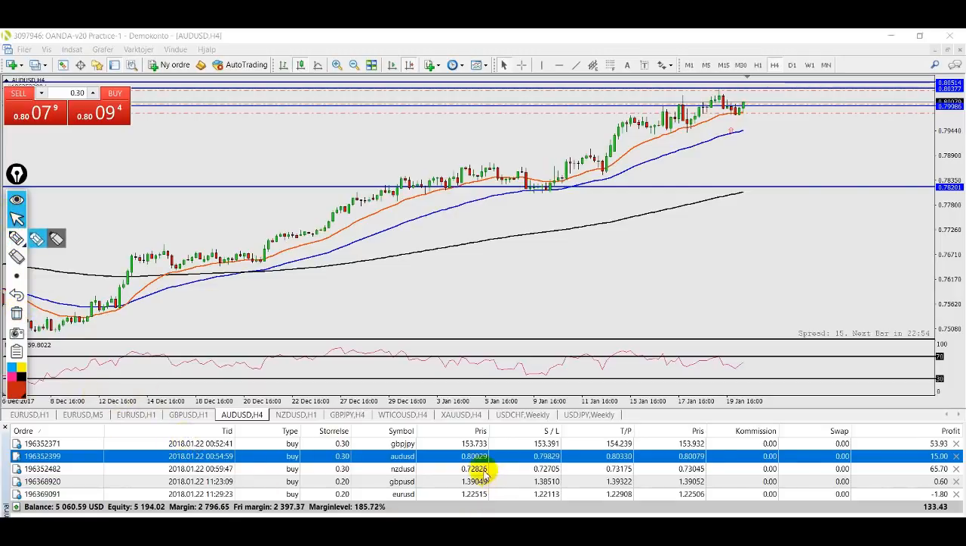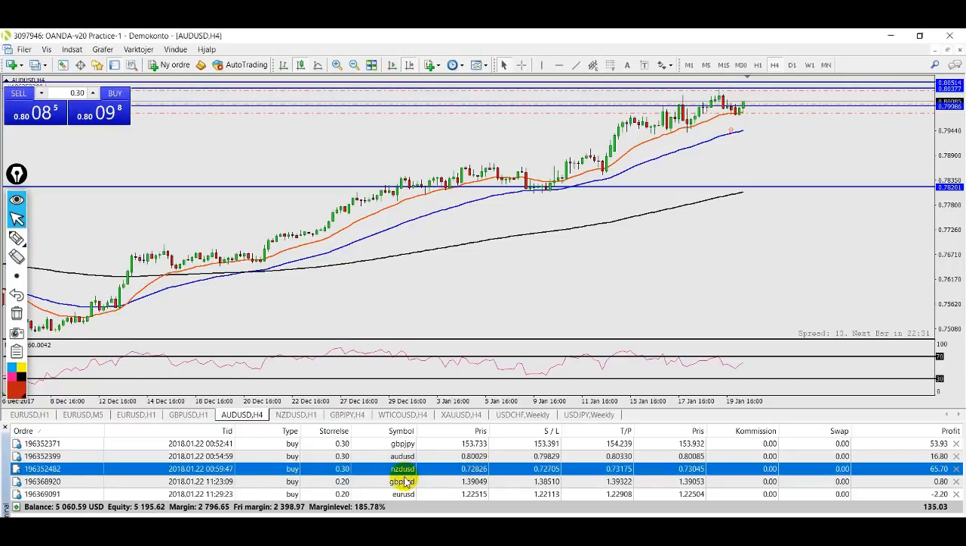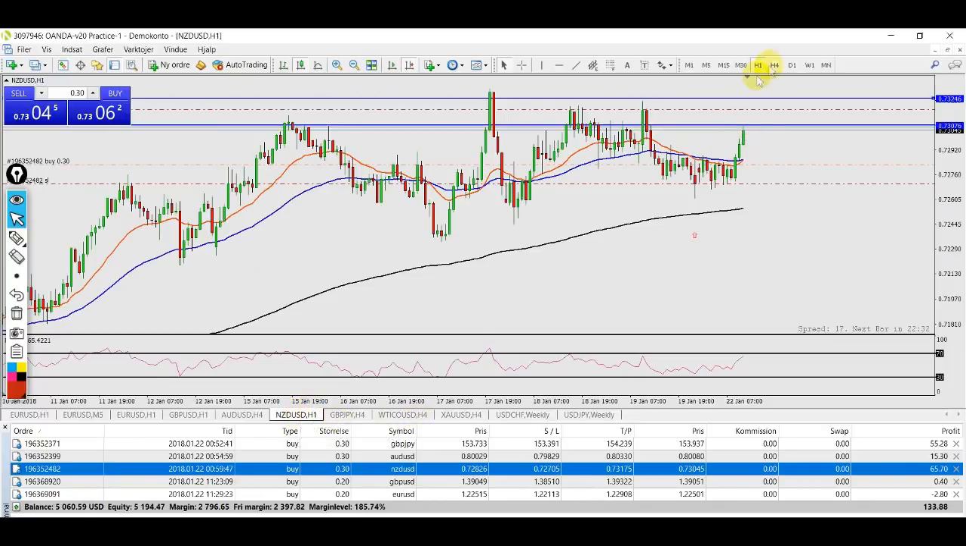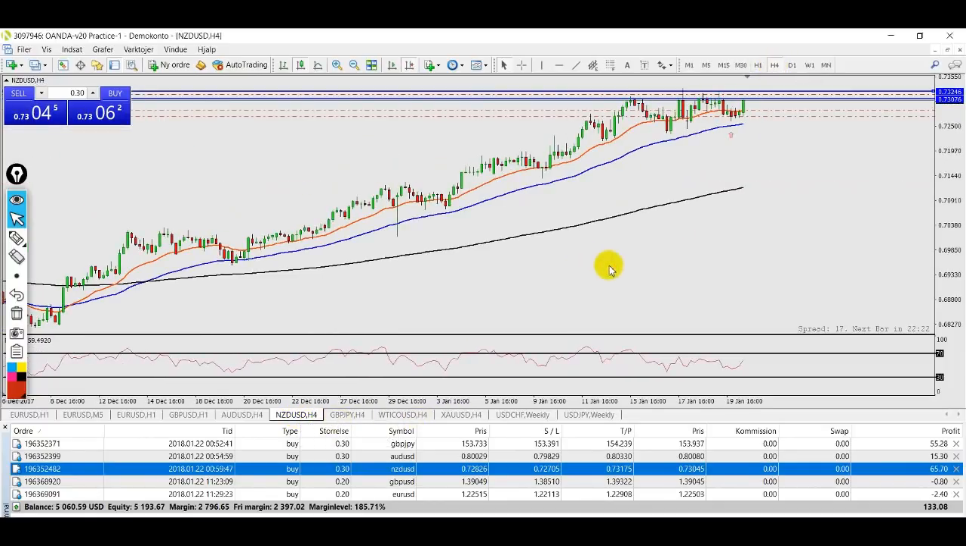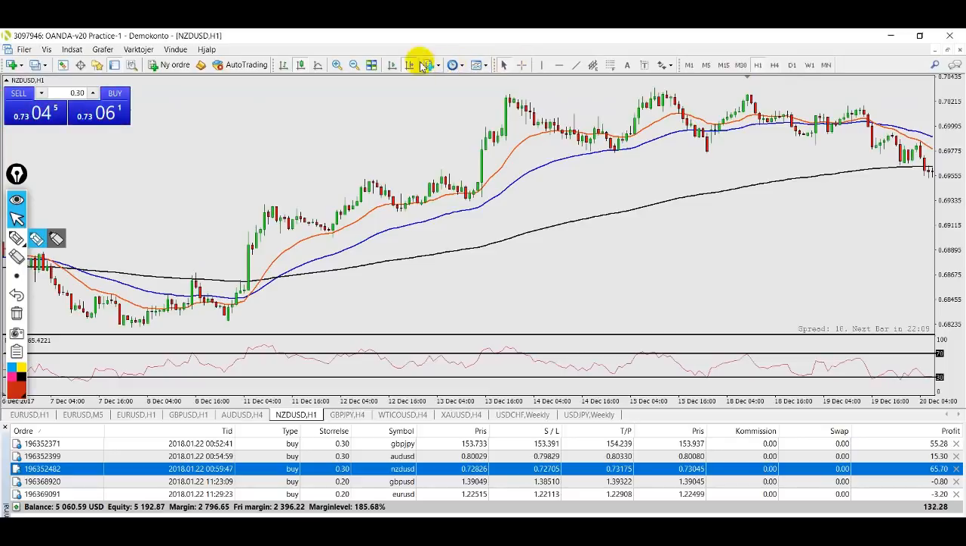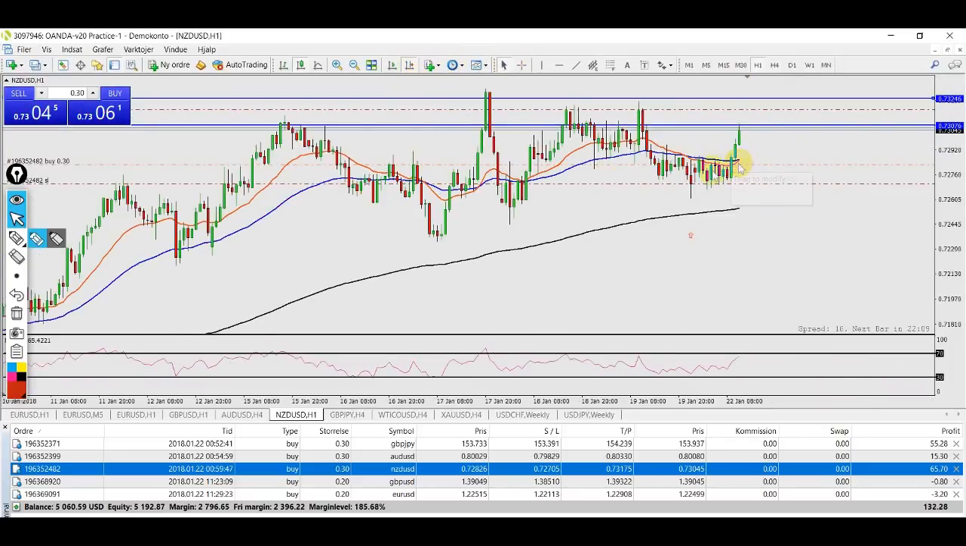Let's have a look at NZD USD right here. In 4 hours, as you can see, the price is nicely over the 200 EMA, and I went to the trade right at this place here. Yeah, last night I went to the trade at this moment here, as I saw this nice bullish candle formed right here and engulf all of these candles, and I'm looking forward to take profit right at this structure here in the top. This is my goal.